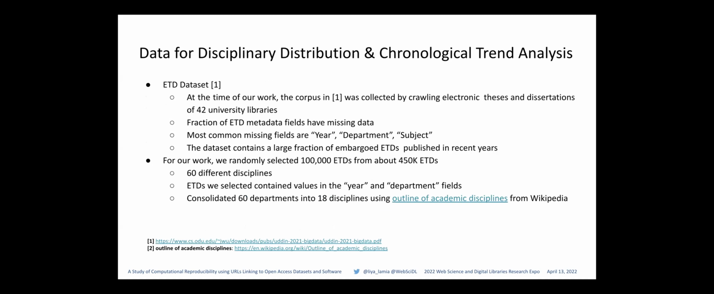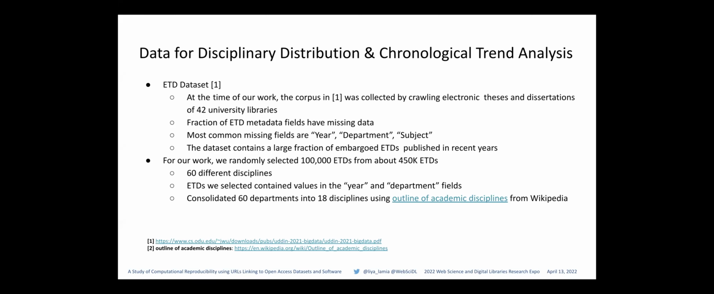So after that, we used our classifier for analyzing disciplinary distribution and chronological trend. For that purpose, we used the ETD dataset. The ETD dataset basically consists of electronic theses and dissertations. At the time of our work, the cited corpus was collected by crawling electronic theses and dissertations of 42 university libraries. And a fraction of ETD metadata fields have missing data.